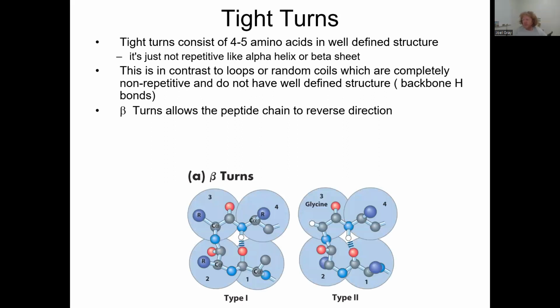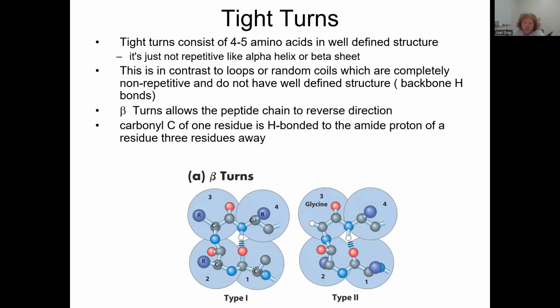So for a beta turn, there are 2 different types of beta turns. There's a type 1 and a type 2. And in a type 2, there will always be a glycine, which, if you remember, is a secondary structure breaker, but it's also kind of a secondary structure former because it breaks a beta sheet and leads to the formation of a beta turn.